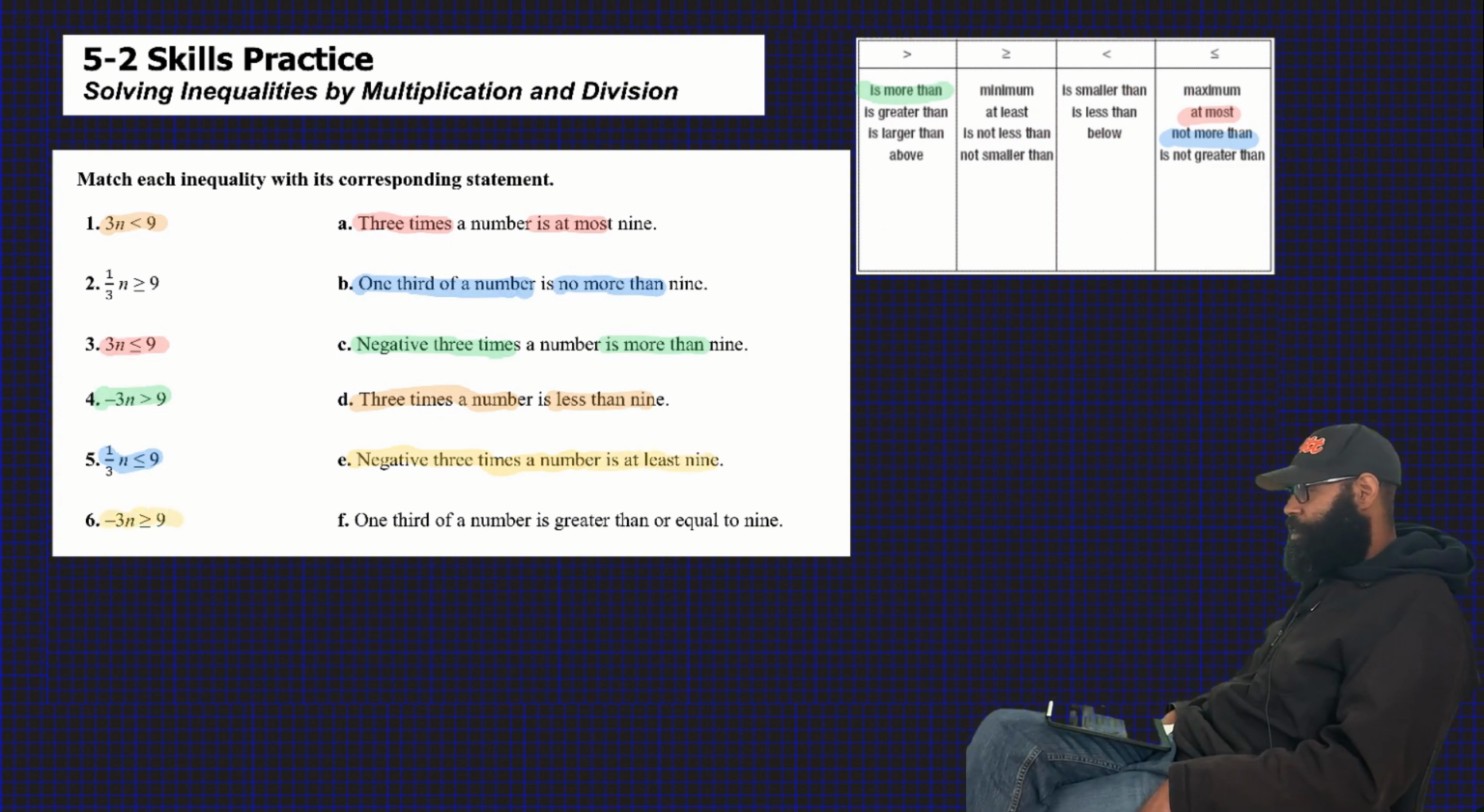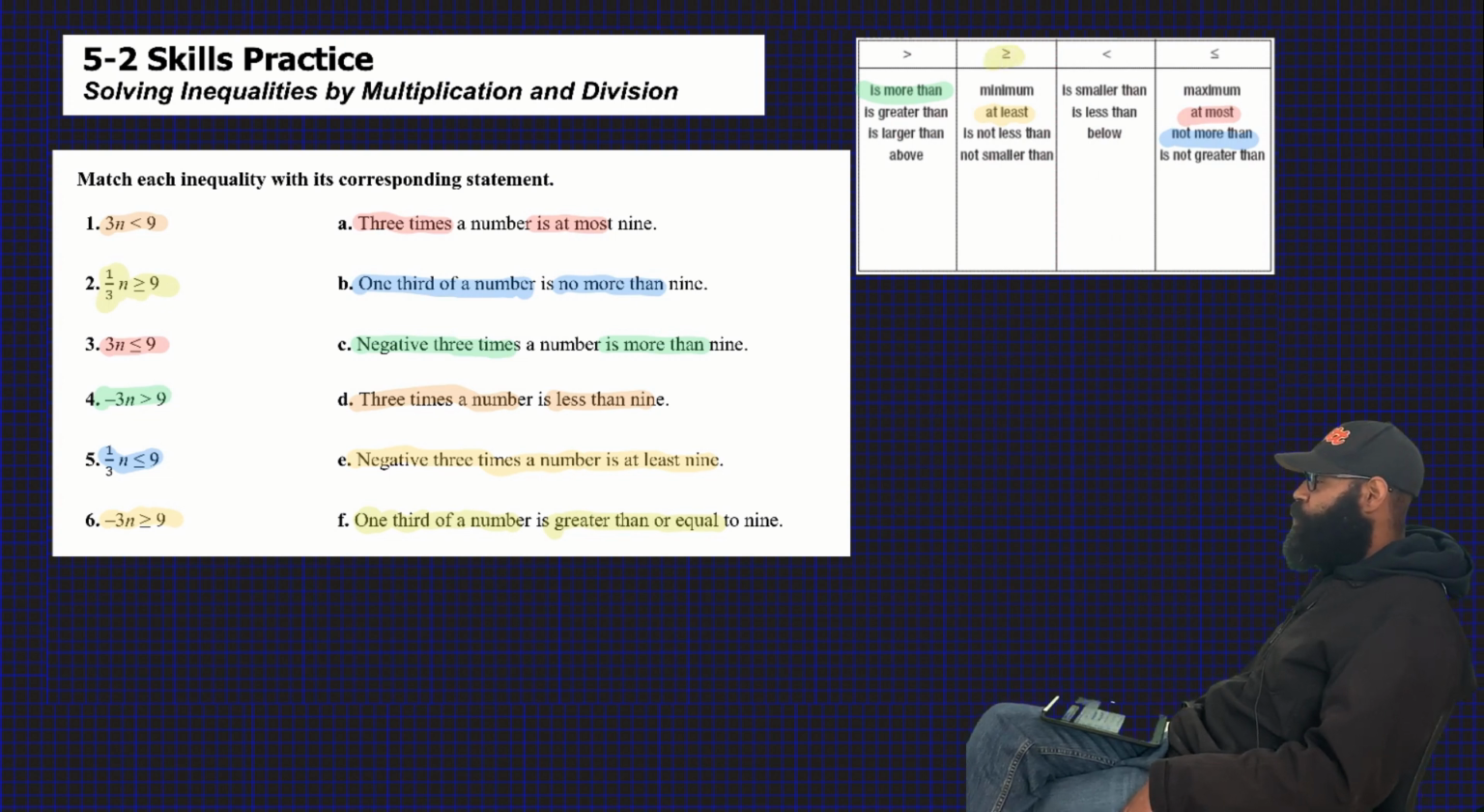Where were we? We're on E already. -3 times the number is at least 9. At least, found it. Let's highlight it. At least. Looking for a greater than or equal to, and again, of course, guys, we're running out of choices already. -3 is the coefficient that was already used, number 4, so number 6, of course. And then for a nice traditional highlight of yellow, 1/3 again. So 1/3 coefficient, and then I'm looking for the inequality greater than or equal to.